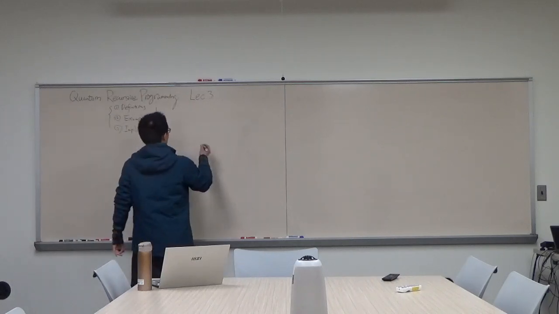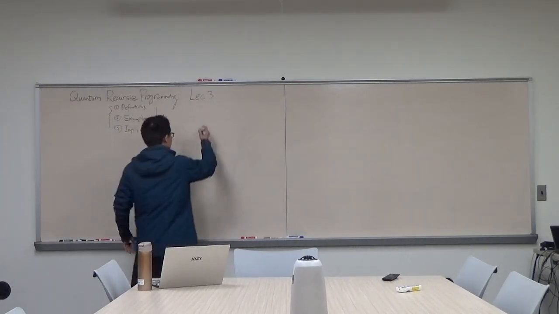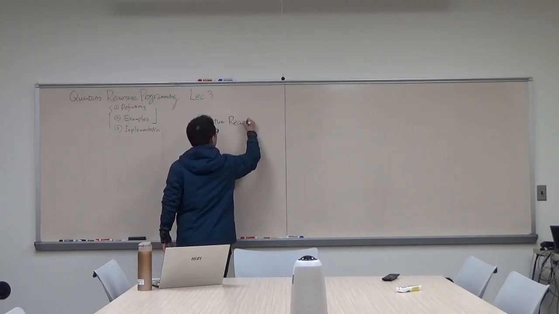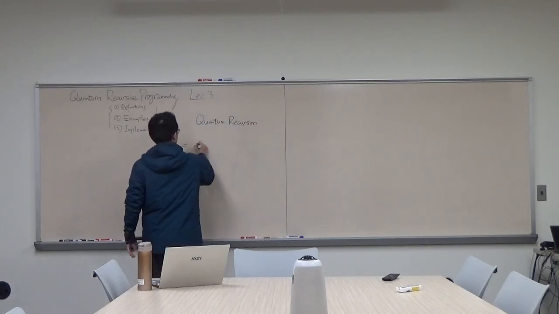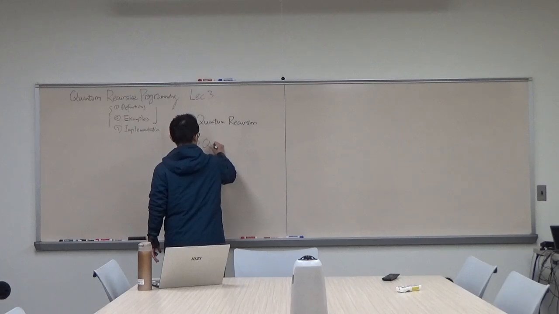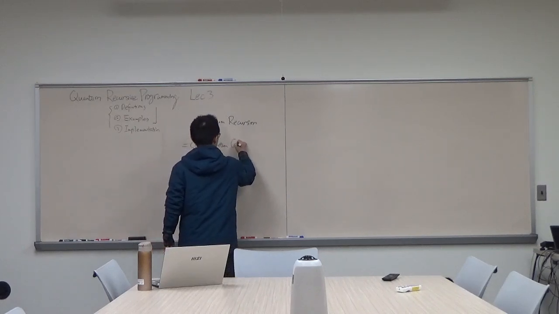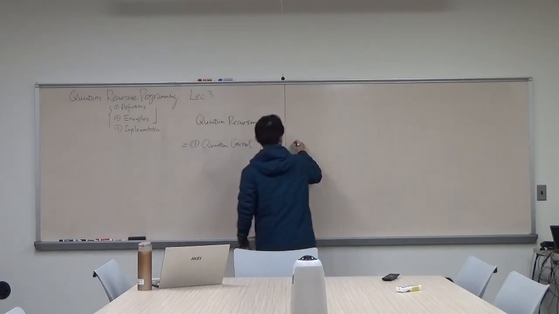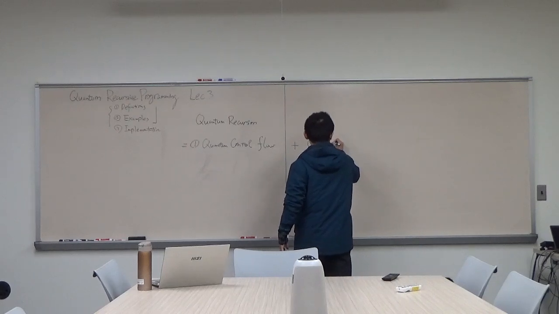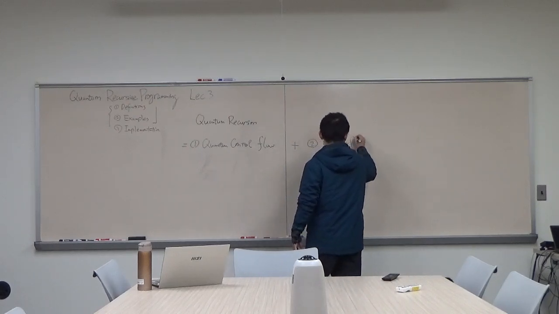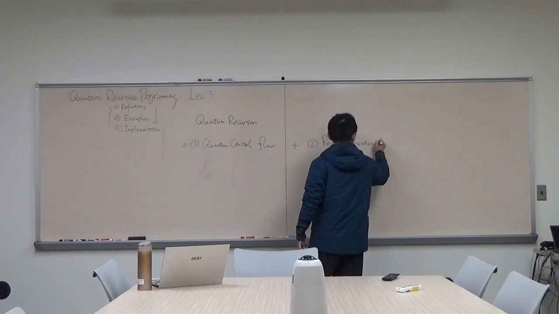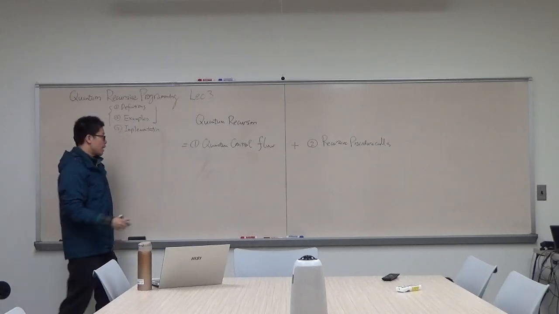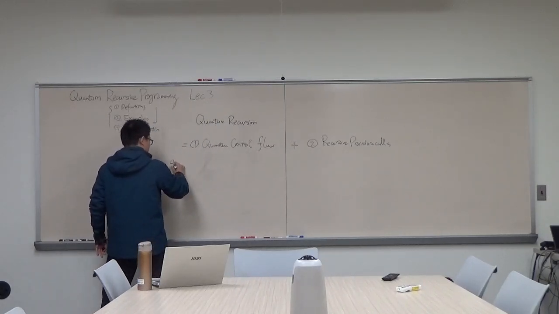Okay, so recall what is quantum recursion. So quantum recursion is, first feature, we have quantum control flows. And the second feature, recursive procedural call. So the quantum control flow in our language is guarded by the QIF statement.